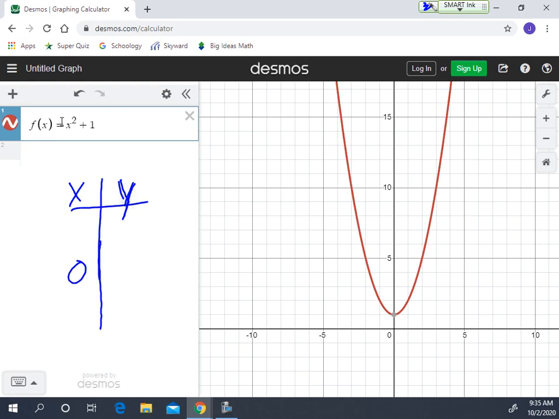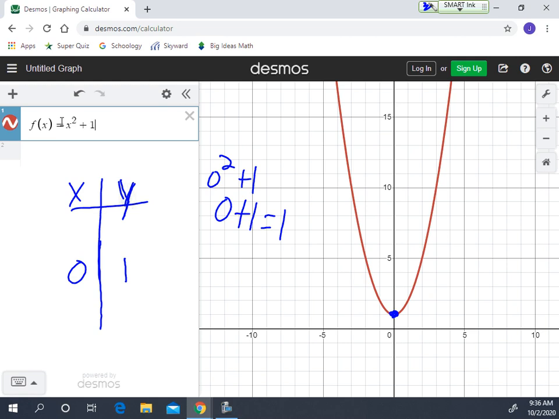And here's why. What is 0 squared plus 1? We plug 0 in for x. We get 0 squared plus 1. Well, 0 squared is 0, and then plus 1 is 1. So at 0, our y is going to be 1. That should be our vertex. Which it is. Awesome.